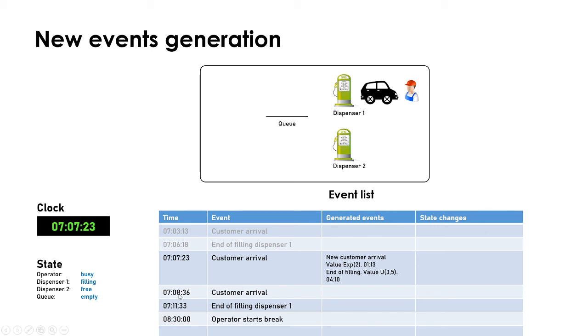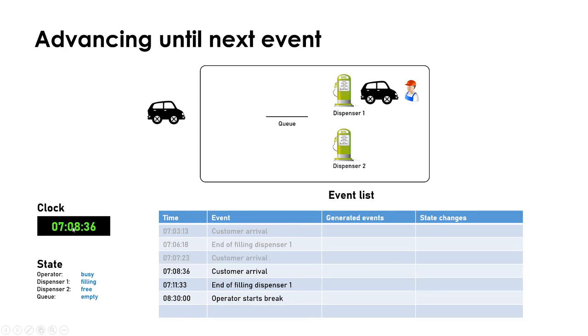We have at 7:08:36 the arrival of the third customer, and at 7:11:33 and a tenth of a second, we will have the finishing of serving the customer who is in dispenser 1. Again, nothing happens between these two times, and we can move the clock till 7:08:36. And when we do that, what happens is we have a new customer arriving.